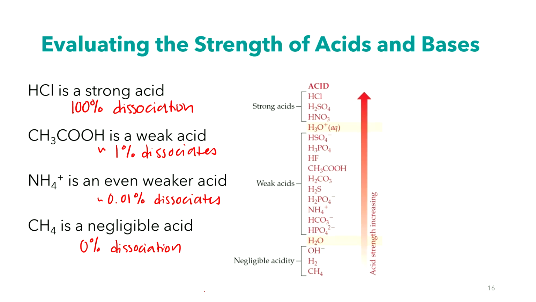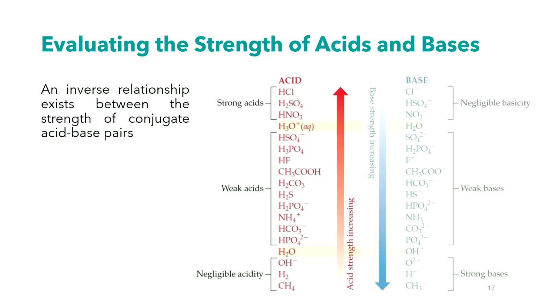All right, we've got this spectrum now. Eventually we will quantify this, but for now in some of these questions, you'll be given this, so I need you to be able to interpret this diagram. We have an inverse relationship between the strength of our acid and the strength of its conjugate base. So that's what the next slide shows.